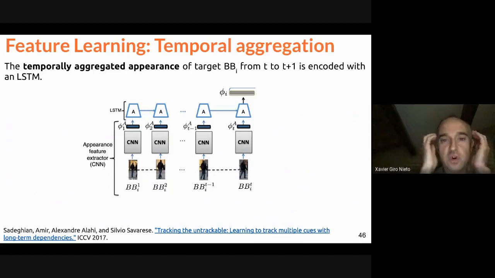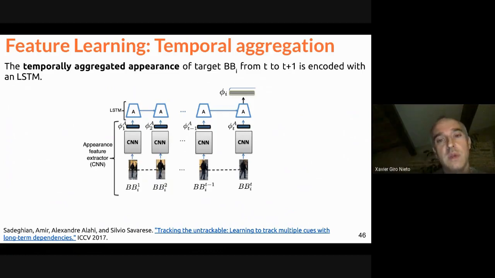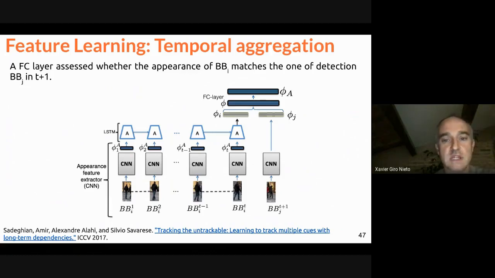Another option for learning features that will be useful for tracking by detection is to learn features that are aware of the temporal evolution of the appearance. It could also be of something else, maybe the position or the size, whatever, but they have some memory of the evolution of the object being tracked. You can do that by encoding the features with an RNN, in this case an LSTM, a recurrent neural network that has the potential to aggregate the temporal evolution of the features. That's what they did in this work.